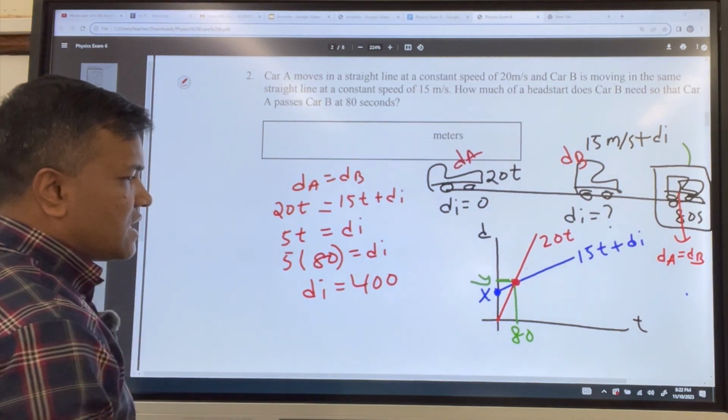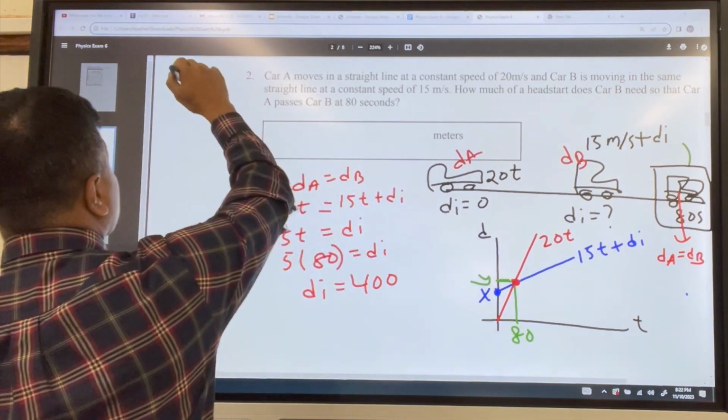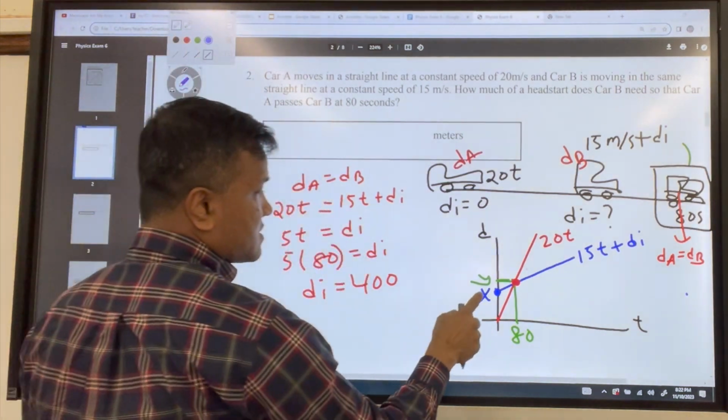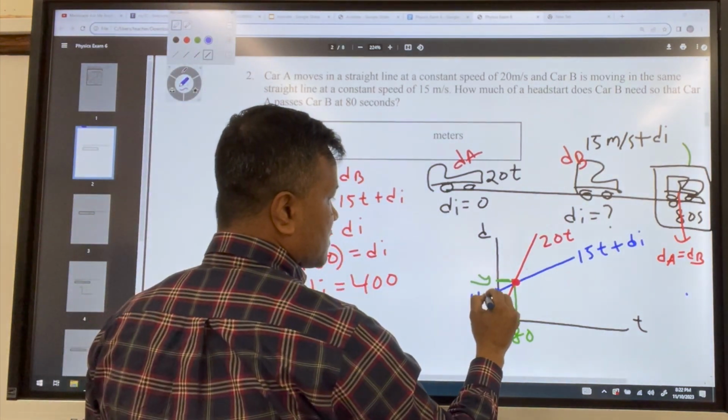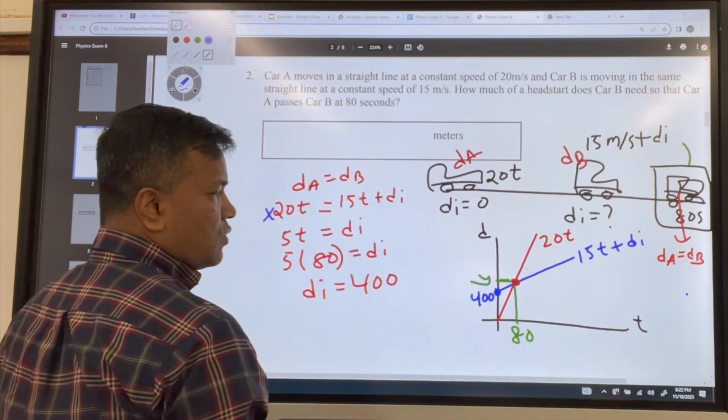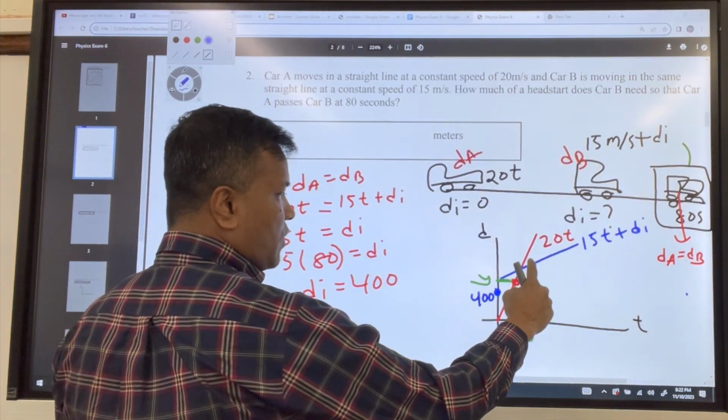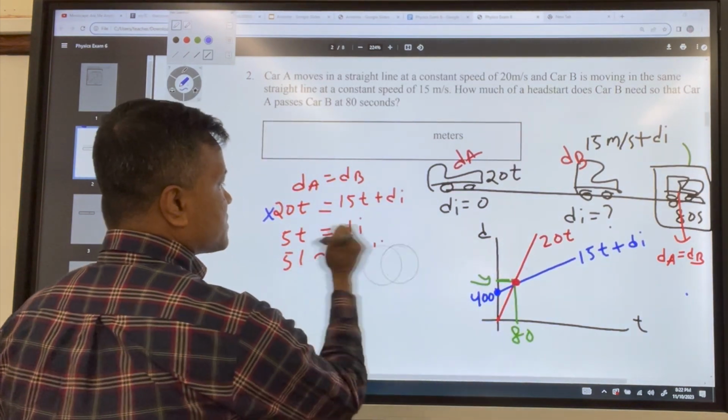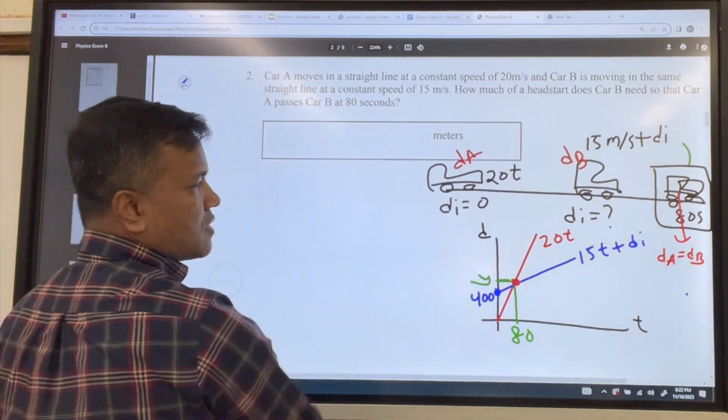Okay, so d_i is 400. So this x is of course 400. This x is 400, right? So the blue moves only 400 to y. Okay, so how much does it move?